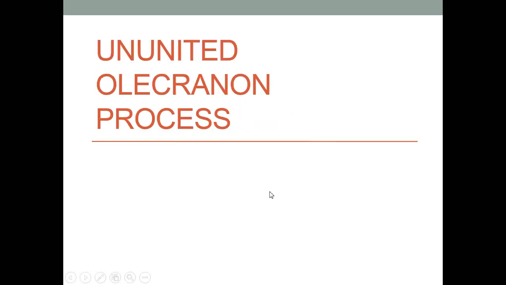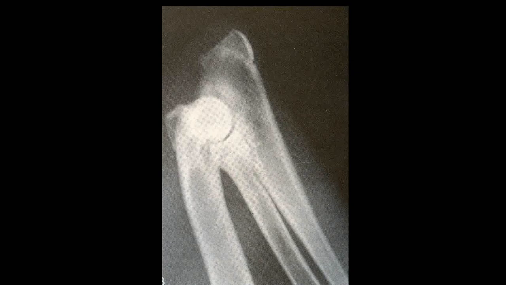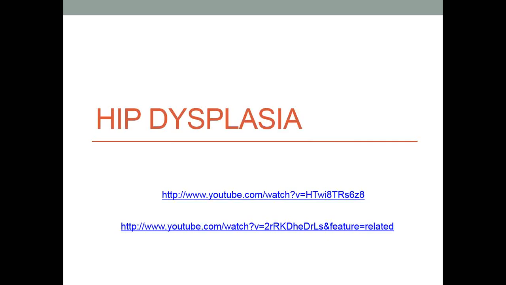Different pathologies. I'll just go through some of these, just different types of pathology you see. Ununited olecranon process. Some of the olecranon will not adhere to the ulna. Of course, this is where the triceps inserts, and you can see lameness in the limbs of these dogs. This is a surgical type repair. Hip dysplasia, a lot on hip dysplasia out there.